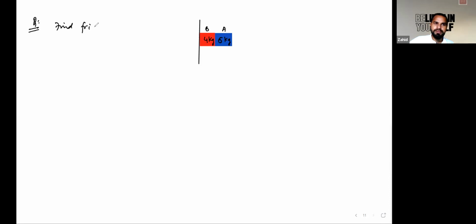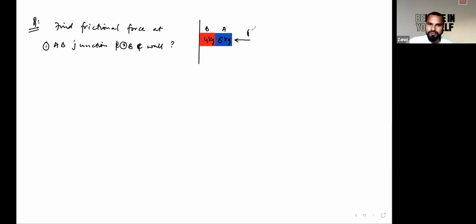Find the frictional force at the AB junction and at the B and wall junction. There must be some external force to balance this whole. How to solve it? I'm giving you some relation.